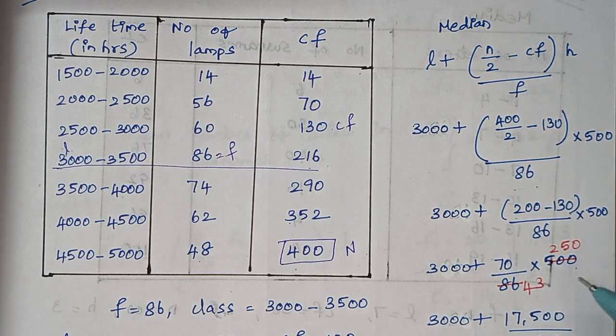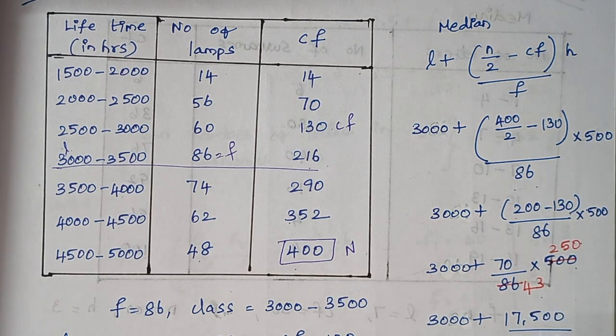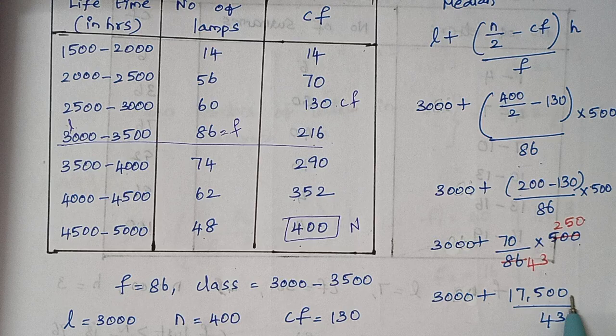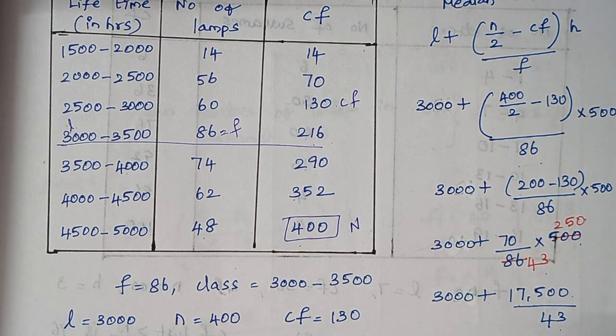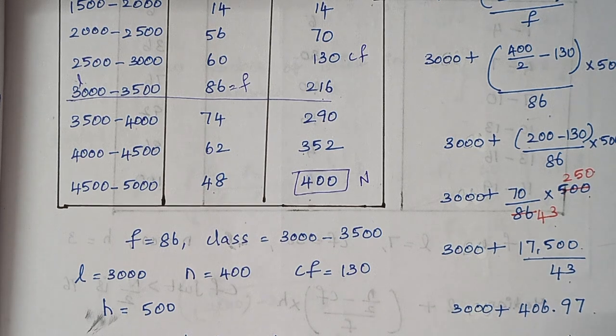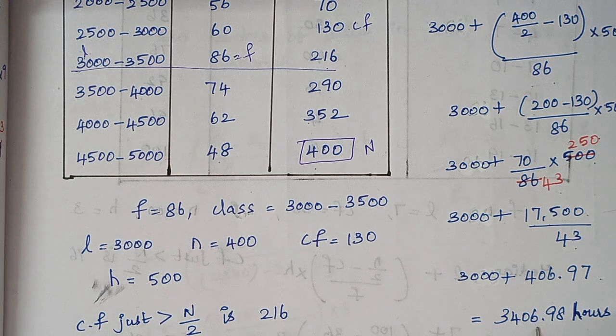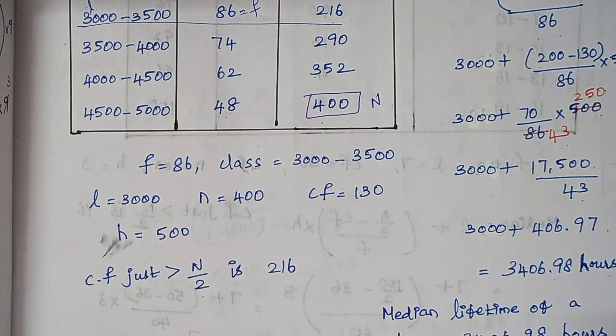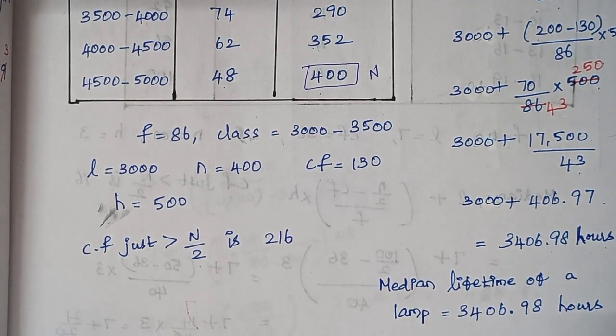Again when you solve, here we are getting 250 and 43. Here we are dividing these two numbers by 2. Now when you multiply 70 into 250, the answer is 17,500 by 43. So once you divide, here we are getting the answer 406.97. So when you add, finally we are getting 3,406.98 hours. So here the median lifetime of a lamp is 3,406.98 hours. So based upon the given data, finally you have to mention the units here.